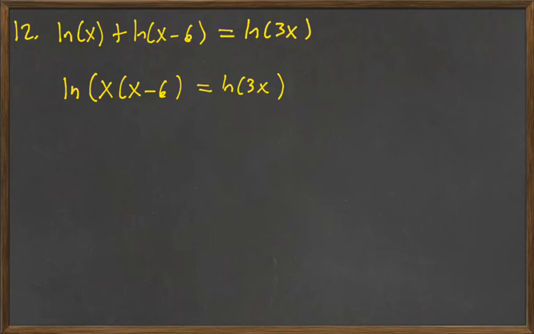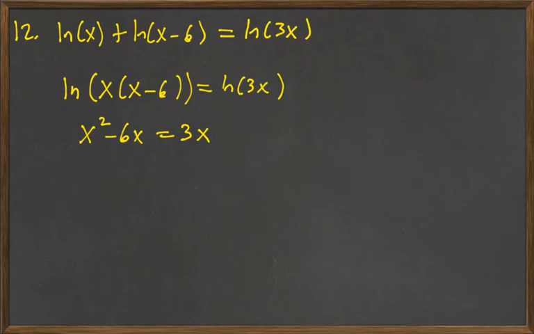We have two logs, and so we can use the one-to-one property and equate the arguments. So x squared minus 6x is equal to 3x, okay? Don't go crazy on me. This is a nice quadratic. We're going to move the 3x over and then factor out an x.